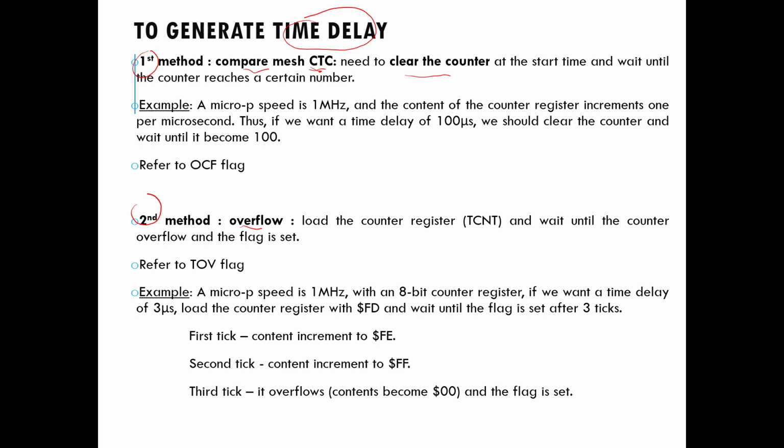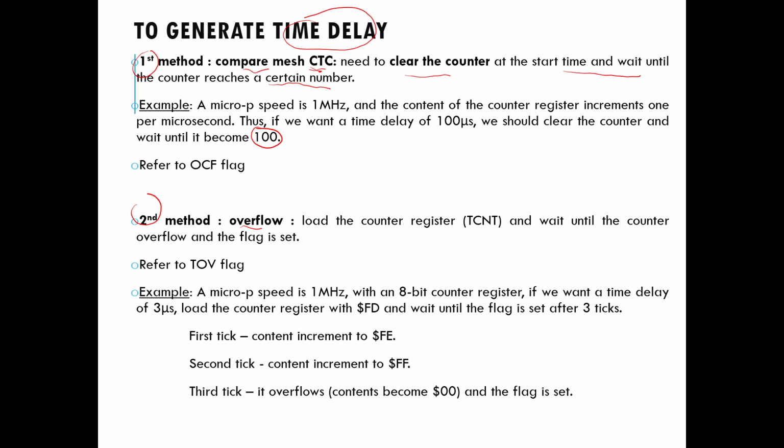For the first method, actually it is to clear the counter at the start time and wait until the counter reaches a certain number. For example, you know that the certain number for the time delay that you require is 100. The counter will only be cleared at the start time and wait until the counter reaches that certain number.